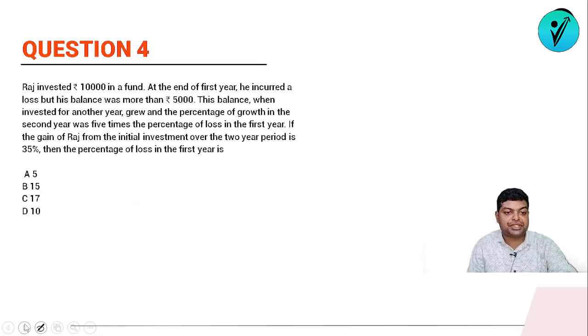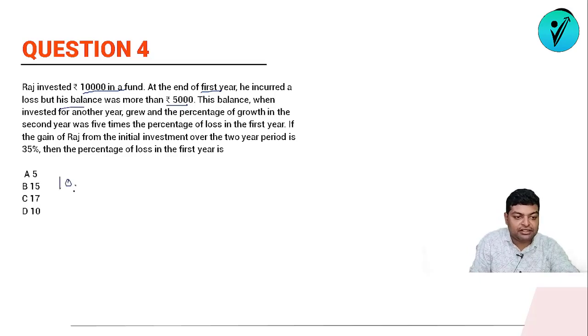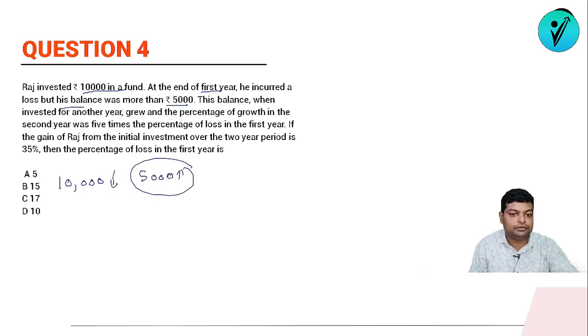Next question is from the chapters of, I think, initial investment. Let's see. So Raj invested rupees 10,000 in a fund. At the end of the first year, he incurred a loss, but his balance was more than 5,000. Okay, Raj has invested certain amount of money. Okay, so 10,000 he has invested, and there was a loss, means the value was reduced, but the value is anything but it is more than 5,000.